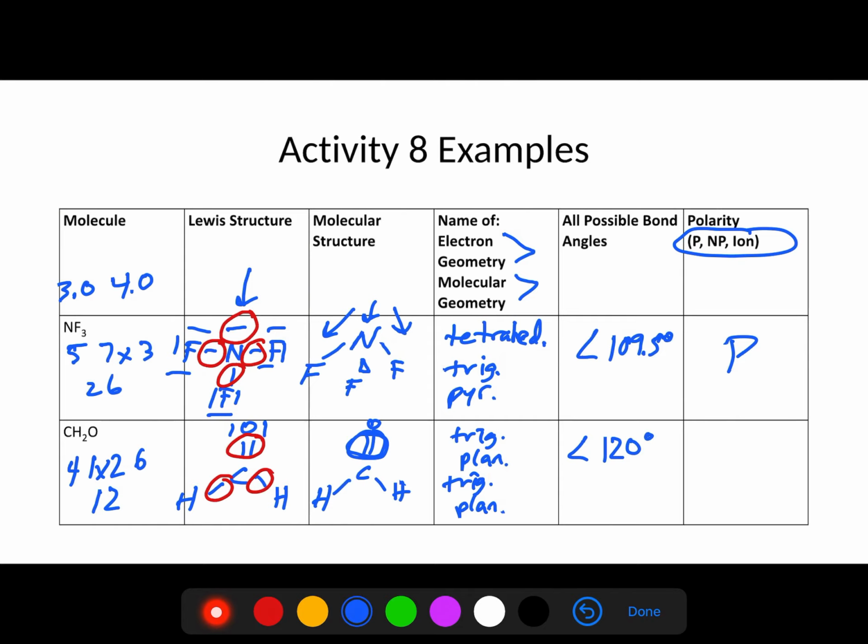For polarity, remember we've got to look up electronegativity values. That's 2.5 for carbon, 2.1 for hydrogen, and 3.5 for oxygen. So we can see that this is a nonpolar bond, this is a nonpolar bond, but what we do have up here is a polar bond pulling in that direction. So overall, this would be polar as well.